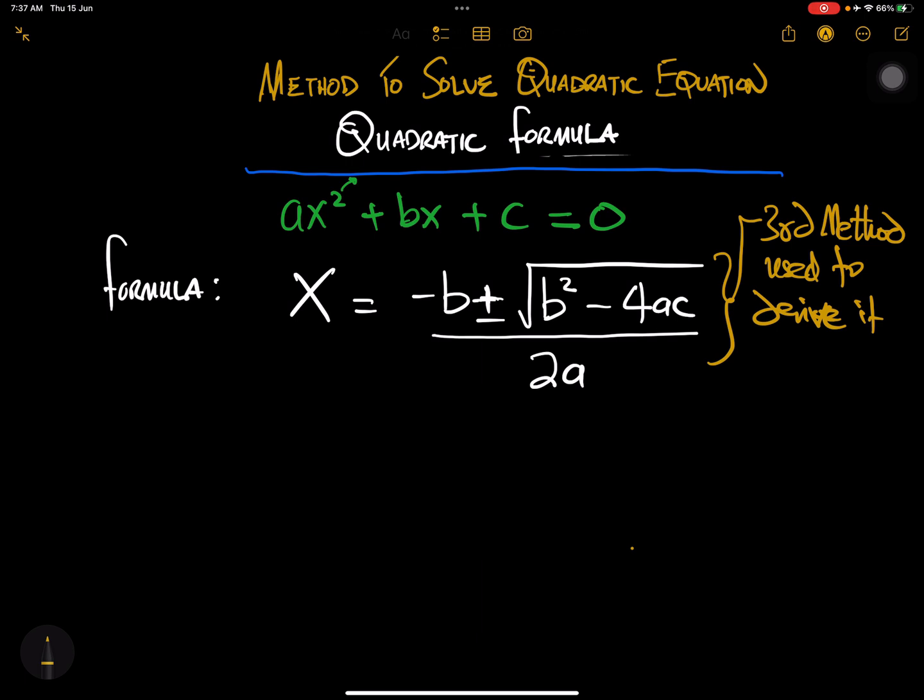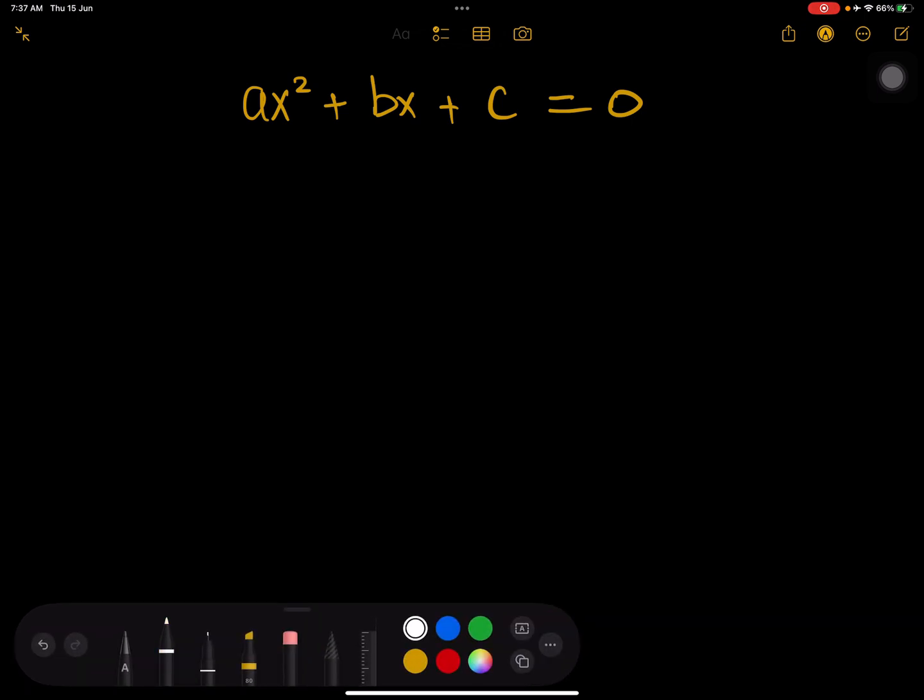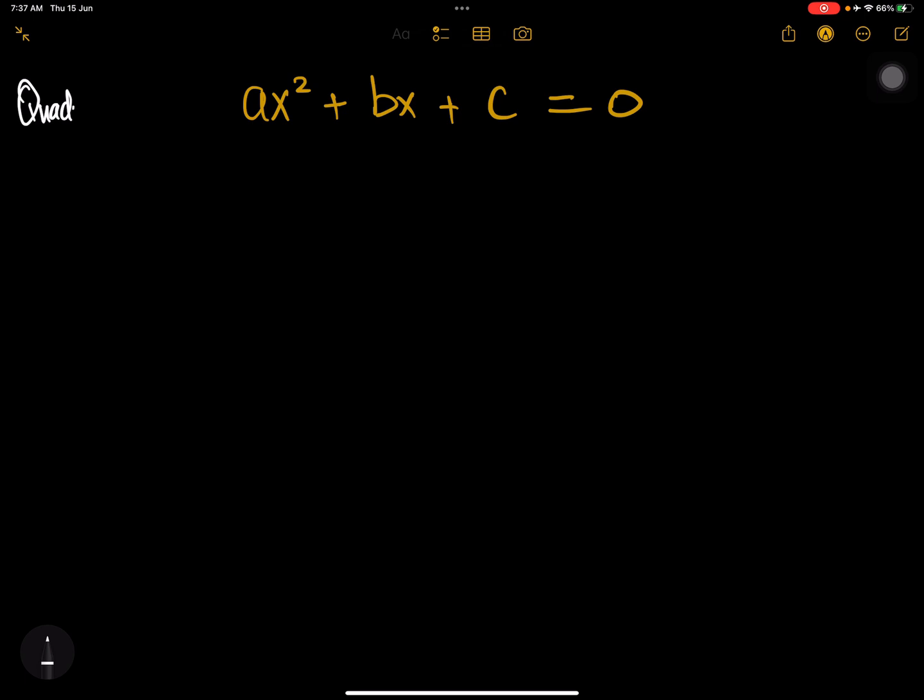So let's begin by looking at some examples. Let's imagine that we have the quadratic equation ax squared plus bx plus c equal to 0. If they give you a quadratic equation problem, the first thing you need to write is the quadratic equation form. That's the form right there, of the form ax squared plus bx plus c.